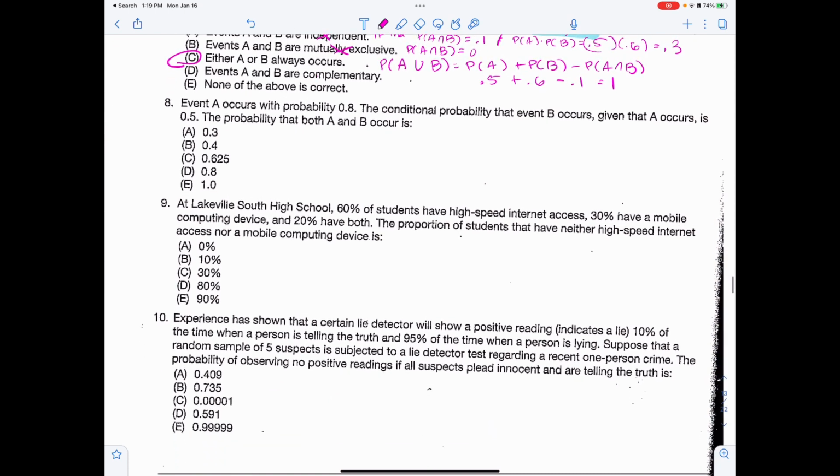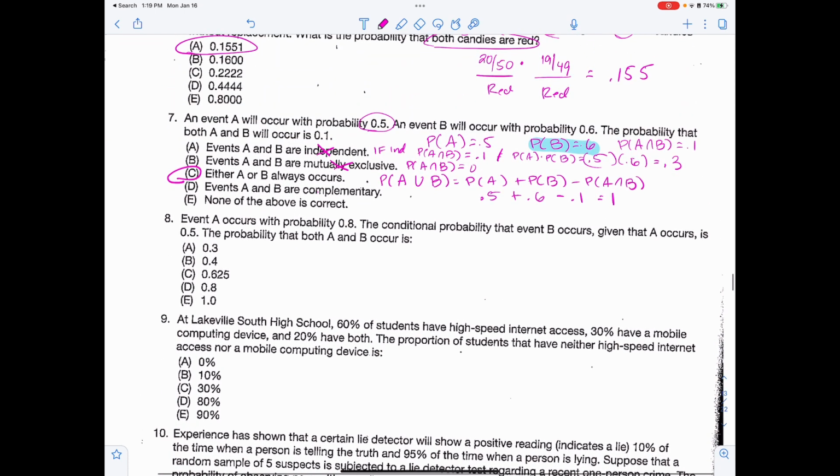By the way, guys, these two formulas, the probability of A or B is equal to the probability of A plus the probability of B minus the probability of A and B, is on your formula chart, and then this one, A and B over B, is also on your formula chart, so those you do not have to remember.